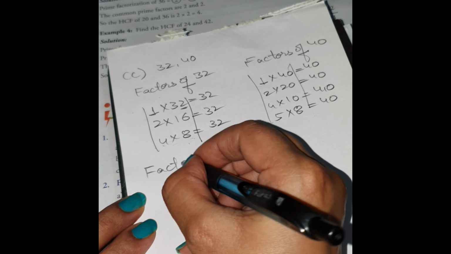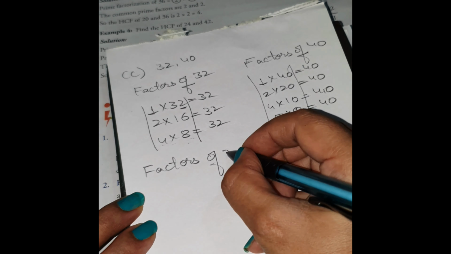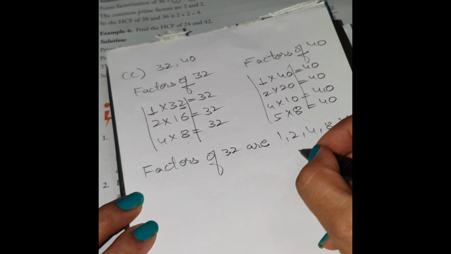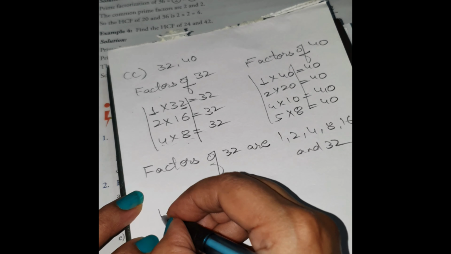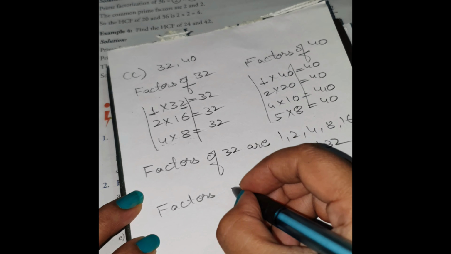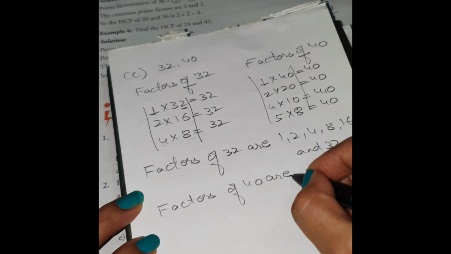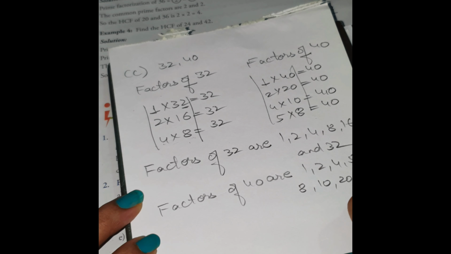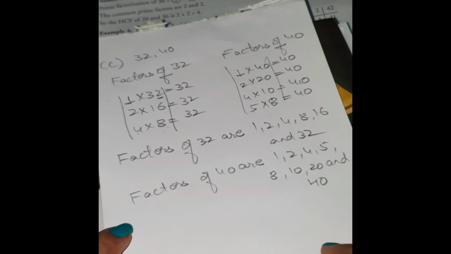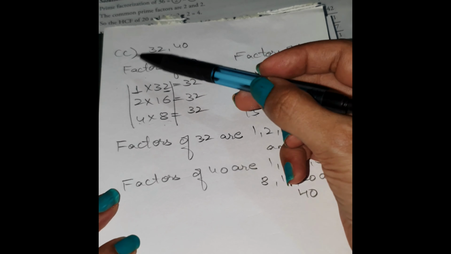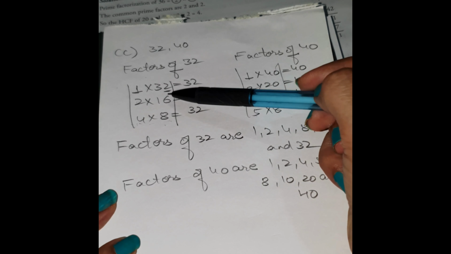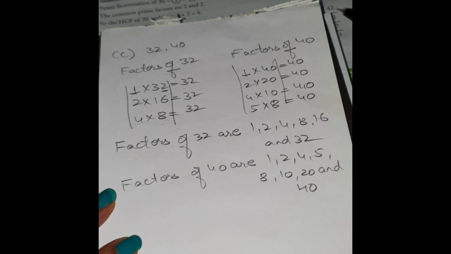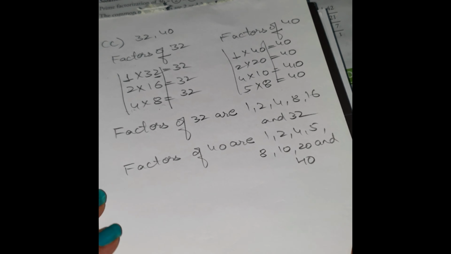Again, you have to make the same things. That is, factors of 32 are 1, 2, 4, 8, 16, and 32. And then the factors of 40 are 1, 2, 4, 5, 8, 10, 20 and 40. You don't know how to write the factors? You have to pick the numbers from here. Arrows 1, 2, 4, 8, 16, 32. And from here 1, 2, 4, 5, 8, 10, 20 and 40. So these are the factors of 32 and 40.